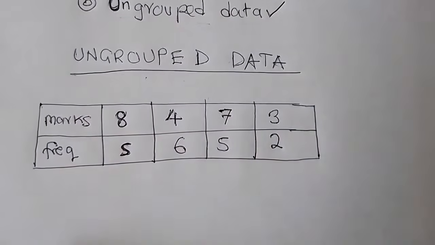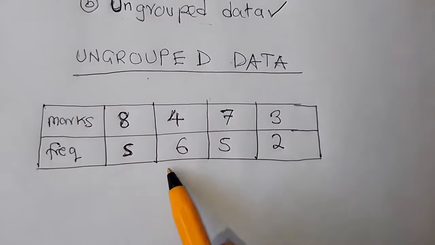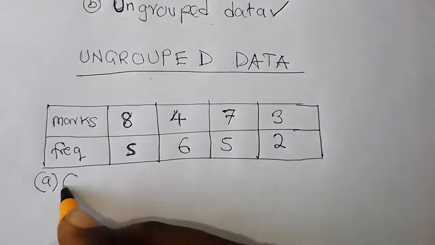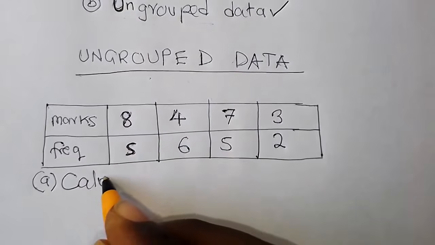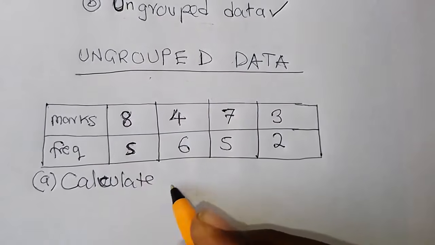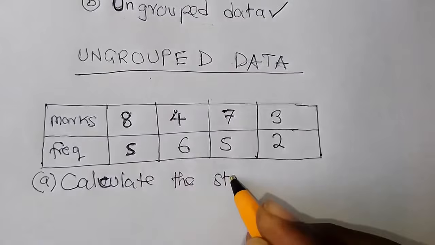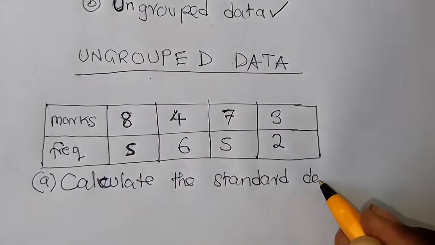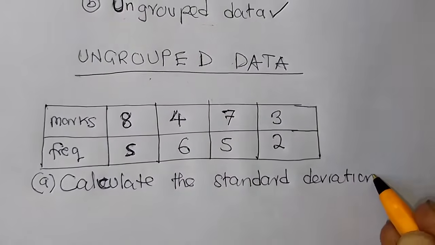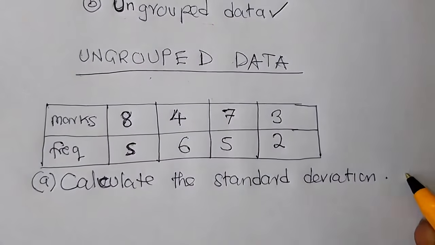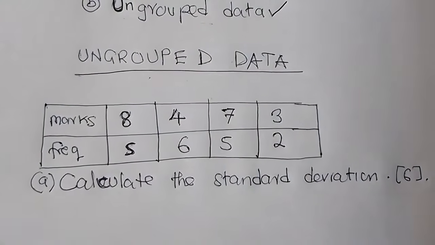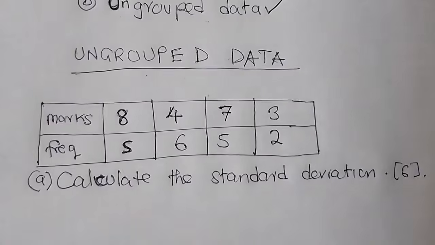This is very simple. The question after that, straight away you find the first question. They will just say: calculate the standard deviation. This is our question, and you are going to see the 6 marks written here. This is how the question will come. Calculate the standard deviation.